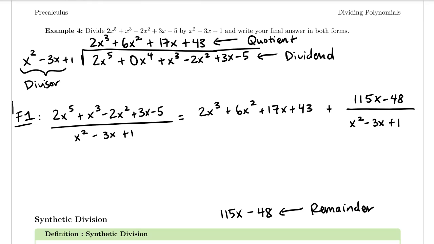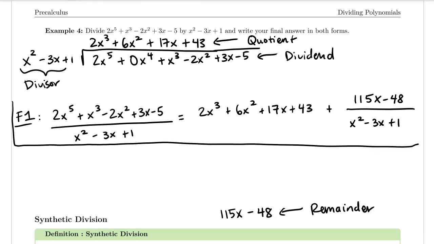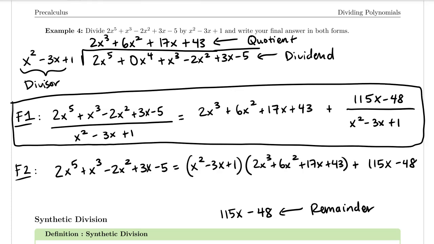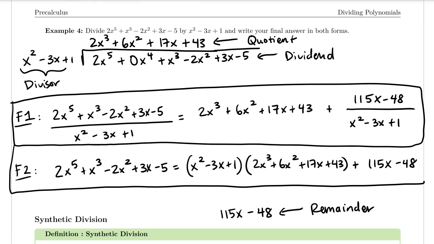All right, so here is form 1 from our division algorithm. Let's go ahead and get form 2. And remember, we're going to get form 2 by using the method of clearing fractions and multiplying every term by our divisor, which in this case is x squared minus 3x plus 1. So I'm going to go ahead and quickly write that out. All right, and here is form 2 using the division algorithm.